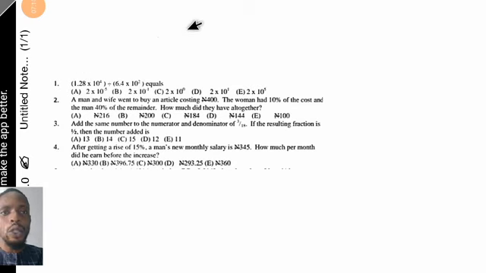So let's write the question out. We have it as our question 1. We have 1.28 multiplied by 10 to the power of 4, divided by 6.4 multiplied by 10 to the power of 2. In this place, you do your normal division. So you can say that 6.4 divided by 1.28 is equal to 0.